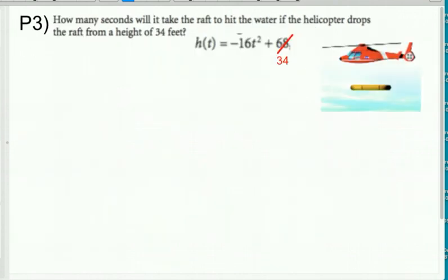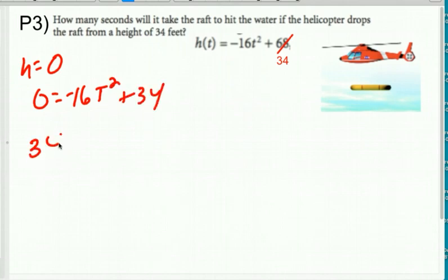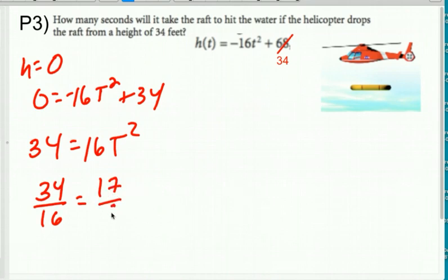All right, you're going to try a P3, same idea. The only difference is that now the helicopter is only 34 feet from the raft, or from the ground, rather. So same idea. Hit the ground means h equals 0. So 0 equals negative 16 t squared plus 34. 34 equals 16 t squared, however you want to add it. So 34 over 16, I can cancel a 2 out of both of those. I get 17 over 8 equals my t squared.